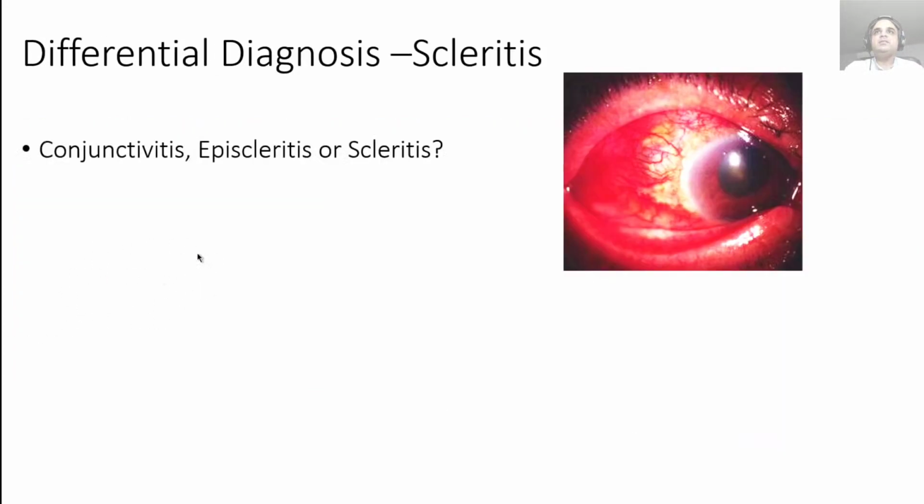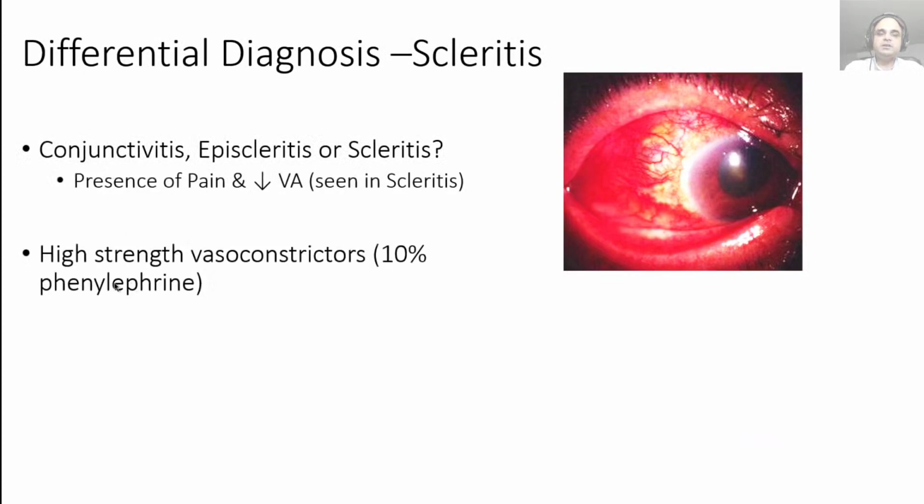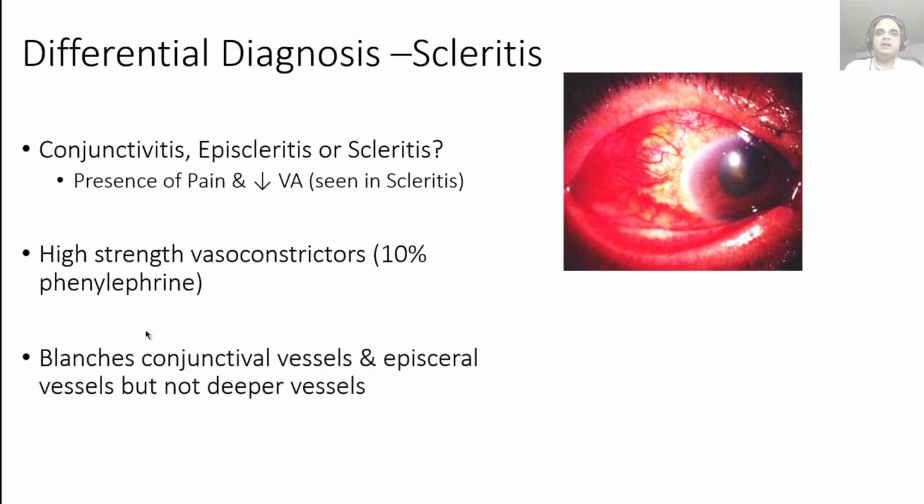So again, the question is conjunctivitis, episcleritis, or scleritis. What are we looking at? Rather than using a weaker solution of a vasoconstrictor, we use a stronger solution. And a stronger solution is able to penetrate both the conjunctival and episcleral vessels. So if you have scleritis and you use a 10% solution, the conjunctival and the episcleral vessels would blanch, but not the scleral vessels, and they would remain as such, and you can tell that this is a scleritis that you're looking at.